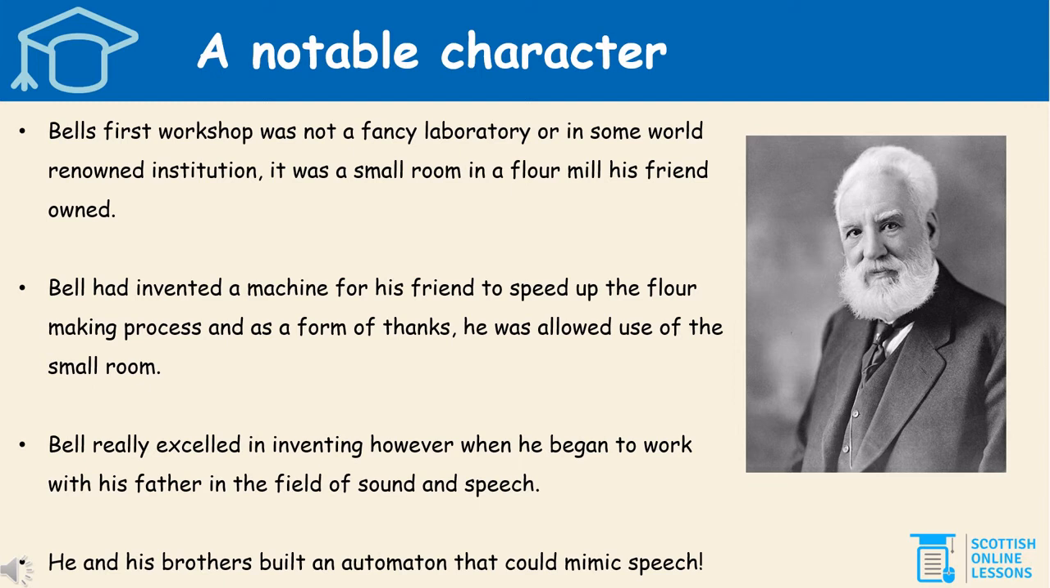So Alexander Graham Bell actually invented a device that was used for years within that factory, or in that mill, for his friend. This device husked, or dehusked, the grain quicker than the traditional methods, which meant it was more efficient. It saved money and it saved time, and it meant they could have a greater output. So as a favour and as a thank you, his friend gave him a small room at the back of the mill in order to then work and use that as his laboratory.